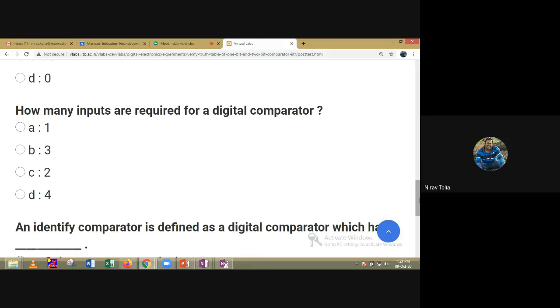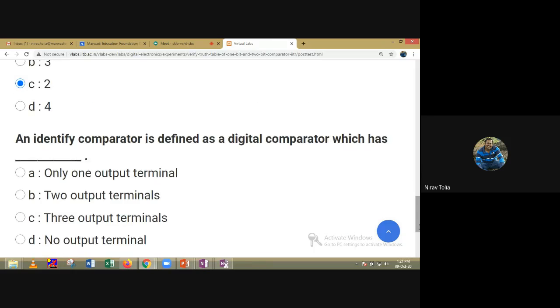How many inputs are required for the digital comparator? It is 1, 3, 2 or 4. So A, B, C or D. Okay, Mahima gives the answer, Jenny, Isa, Lisa give the answer, the same answer from all of you. It is C. Okay, Rajesh also gives the answer. So we generally have two inputs in a digital comparator. Okay. The last one.